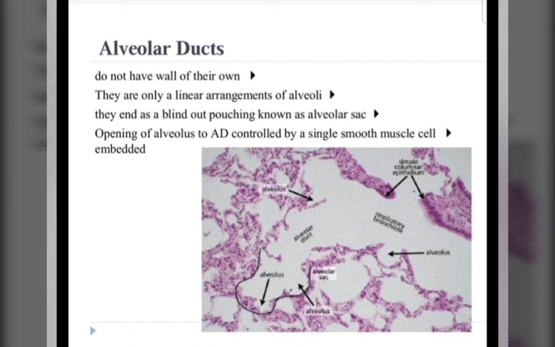The lining epithelium is of simple squamous variety. The lamina propria consists of smooth muscles and connective tissues containing elastic and collagenous fibers. In section, the smooth muscle bundles appear as knob-like projections.